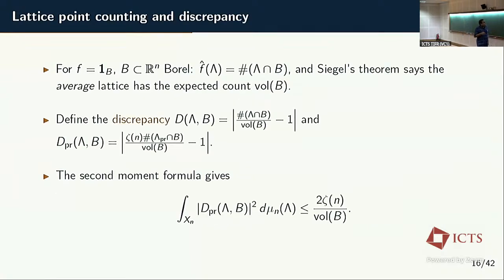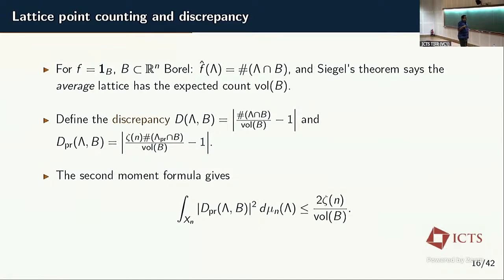So let me give you a beautiful application of Siegel's formula due to Wolfgang Schmidt again. The fact of the matter is that if you feed the indicator function of a set into the Siegel transform, then the Siegel transform is simply the number of lattice points in that set. That's what it is. And Siegel's theorem tells you that the average lattice has the expected count, which is the volume of the ball. Okay? But you can do much better. So here's some nice work due to Wolfgang Schmidt.